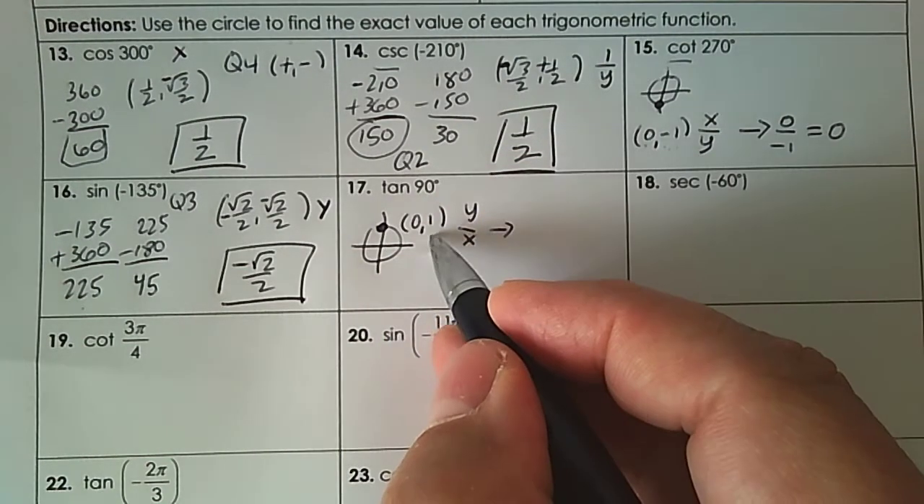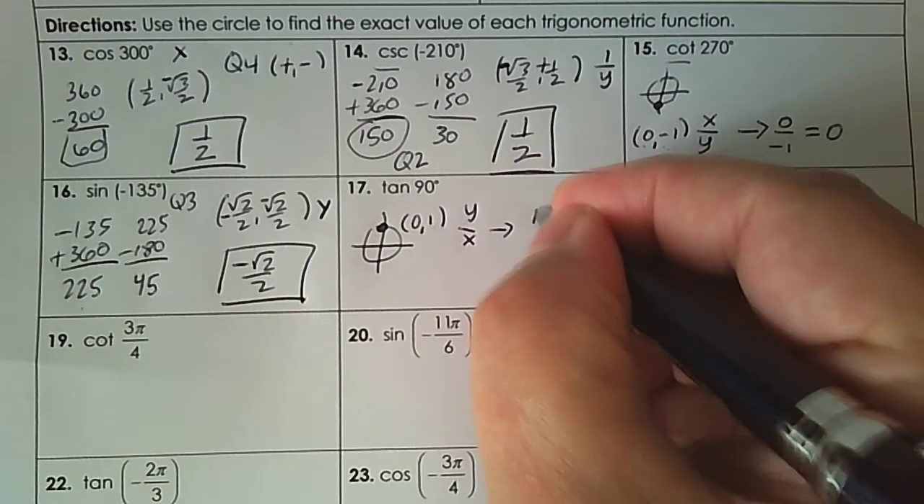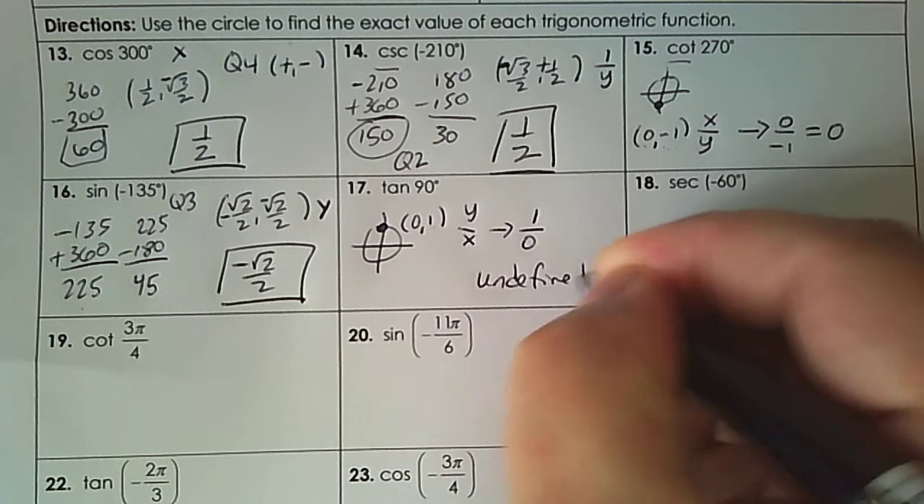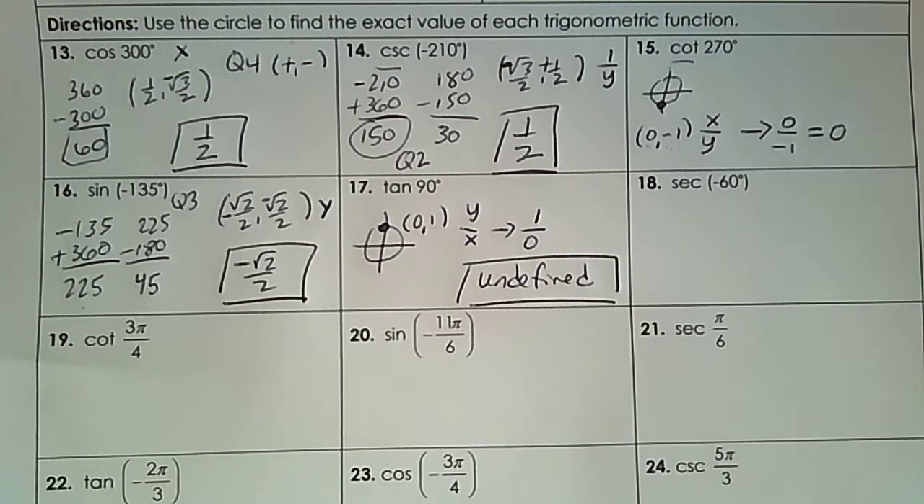So when I look at this and go y divided by x, I get 1 divided by 0. So I know the answer in this case is undefined. 0 on top, good. 0 on the bottom, bad.